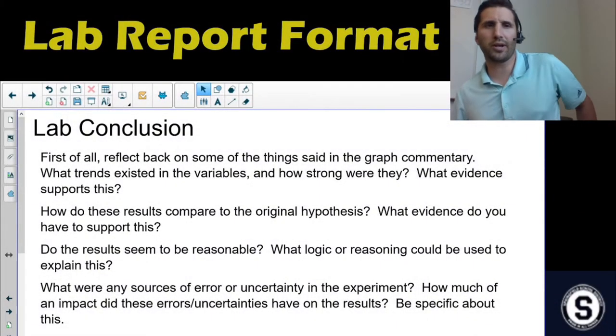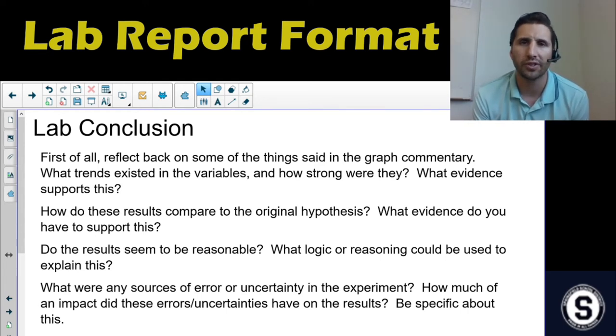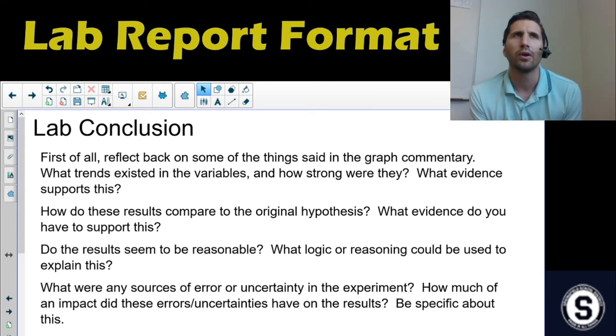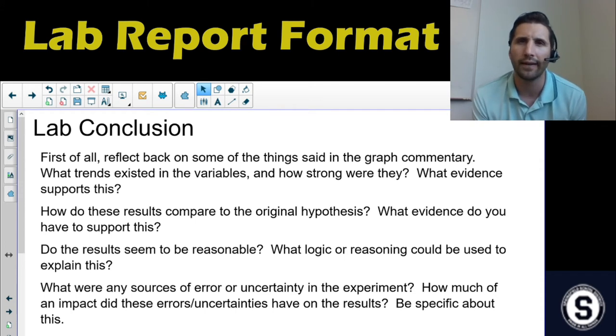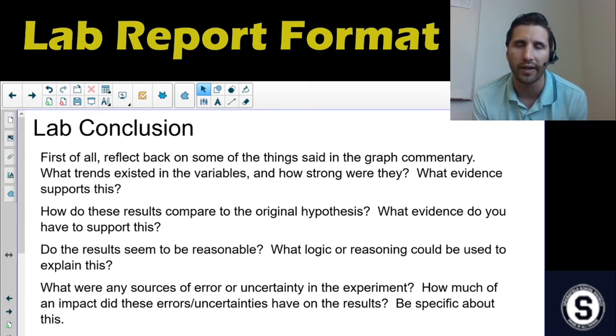Okay, so let's also talk about lab conclusions. The first thing you want to do is reflect back on some of the things that you might have said in the graph commentary. For example, what trends existed in the variables and how strong they were, and what evidence supports this. You might feel like you're repeating yourself a little bit there, but that's actually probably a good thing. Your conclusion is basically your closing argument. You presented evidence earlier, and now you're encapsulating what that evidence shows. So it's okay to feel like you're repeating yourself a little bit.